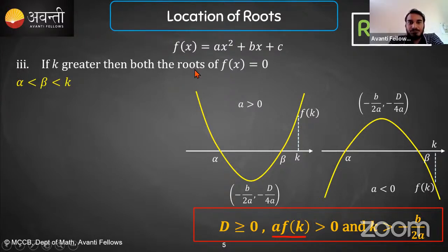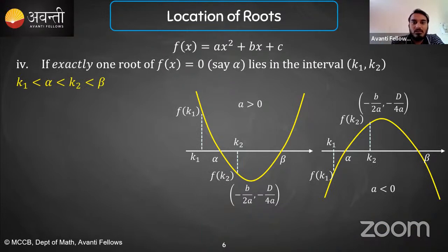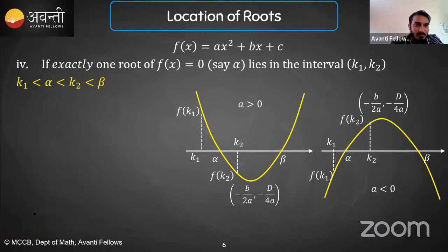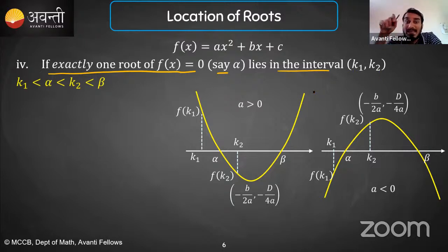Now the fourth condition is: if exactly one root of f of x is equal to 0, let's say alpha, lies between the interval k1, k2. It means only exactly one root is lying between k1 and k2.